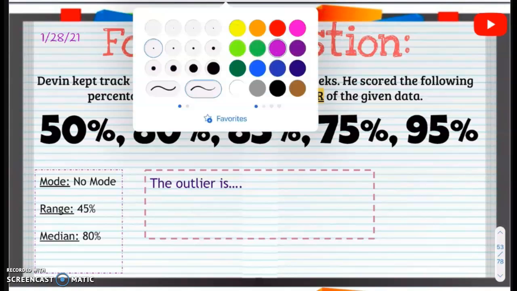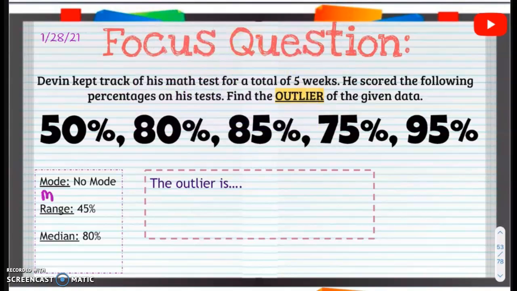On Monday, we found the mode, which was the number that we saw the most of, in which case there was no mode. The range we found on Tuesday was the biggest number minus the smallest number. And then yesterday we found the median, which was the middle number, after we put in order, of course. So now we're going to find the outlier.